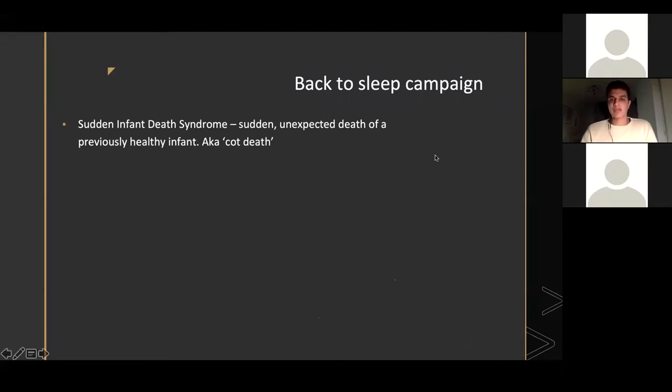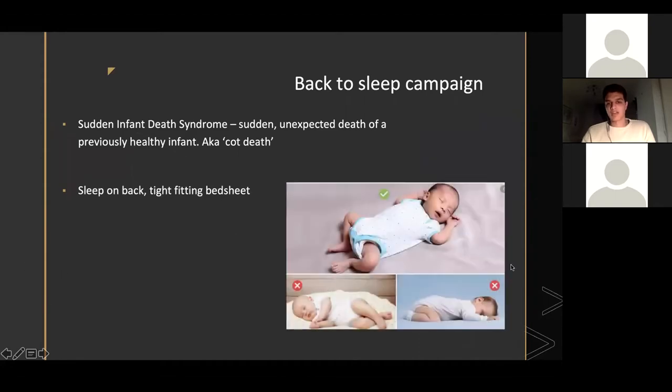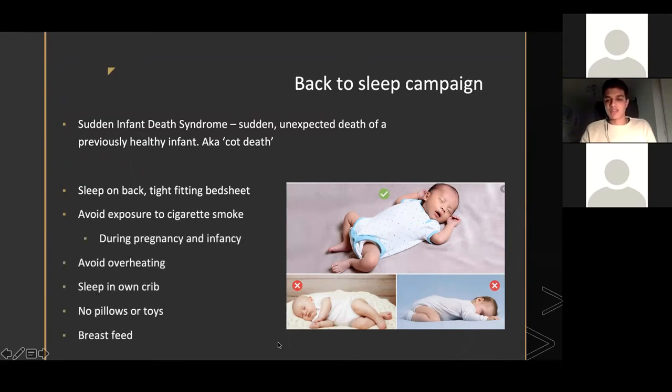This is something you do not want to happen. So the Back to Sleep campaign was done in the mid 90s, and it's to prevent cot death. The idea is that babies should sleep on their back with a tight fitting bed sheet or something to wrap them up, like cocoon them, so that they can't asphyxiate on a blanket or something like that. You're essentially trying to remove risk factors for asphyxiation from the child. Sleep on the back is the safest way to be. As you can see on that bottom right baby, there's a risk for asphyxiation.